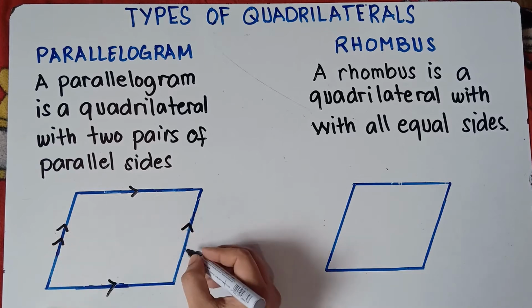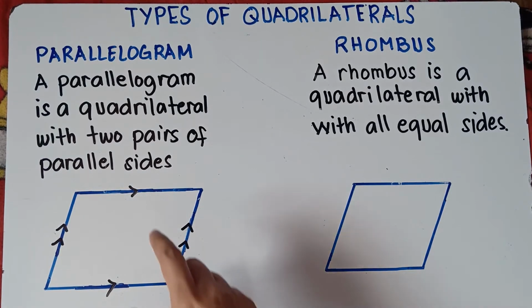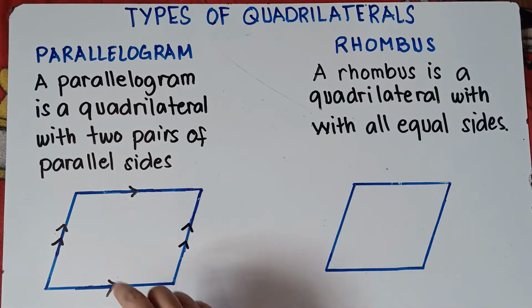So what do you mean by parallel, sir? Of course, we know class that parallel lines are those lines that will never intersect each other, at the same time they have the same distance. So this line is parallel to this line, and this line is parallel to this line.